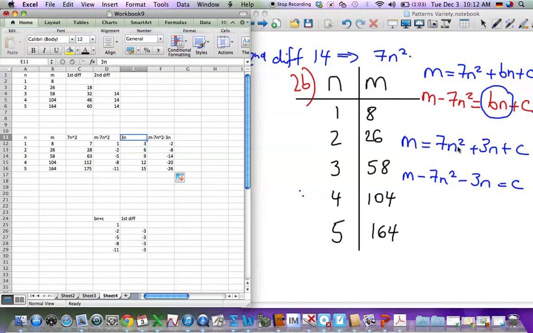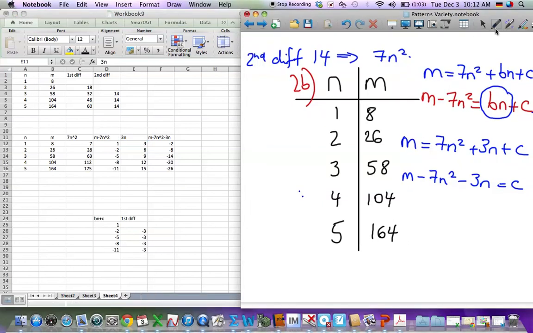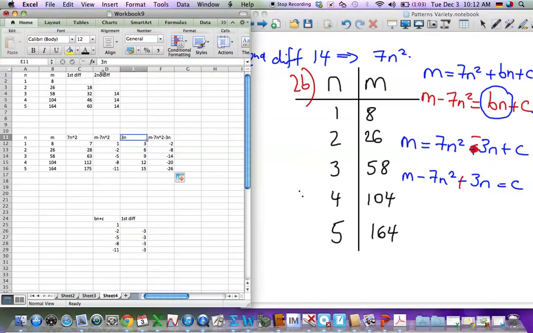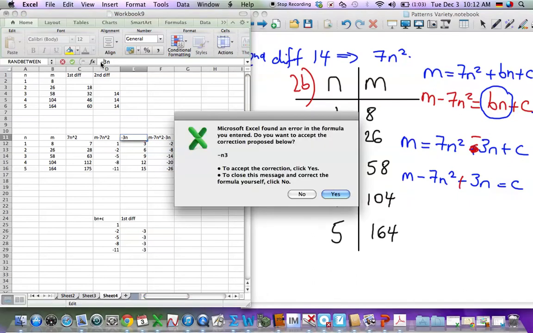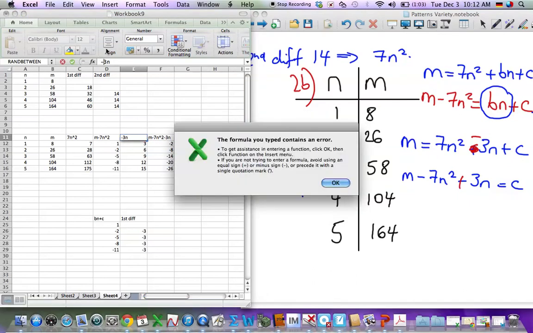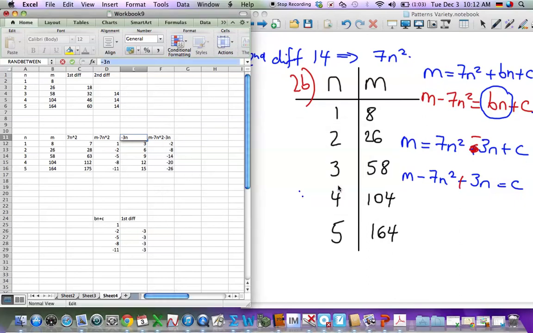So let's just go back to here. Apologies for that. The differences were -3, so this should be a minus, and this should be a plus. So let's just go here. I'm actually interested in -3n. Let's keep going, -3n. So that should have been -3n. Okay, and now my differences are all 4.